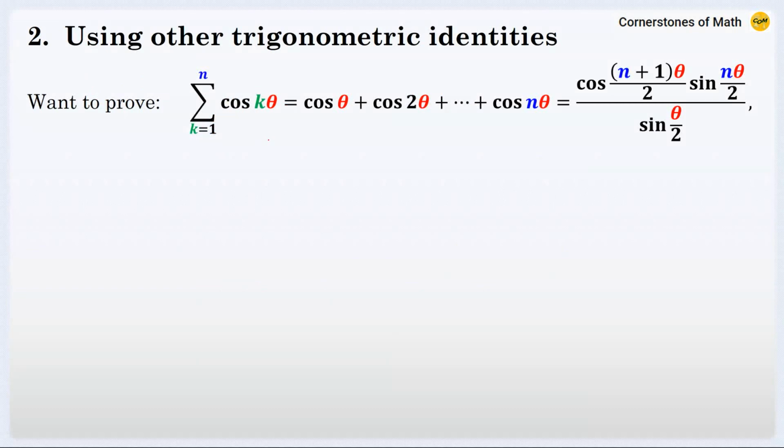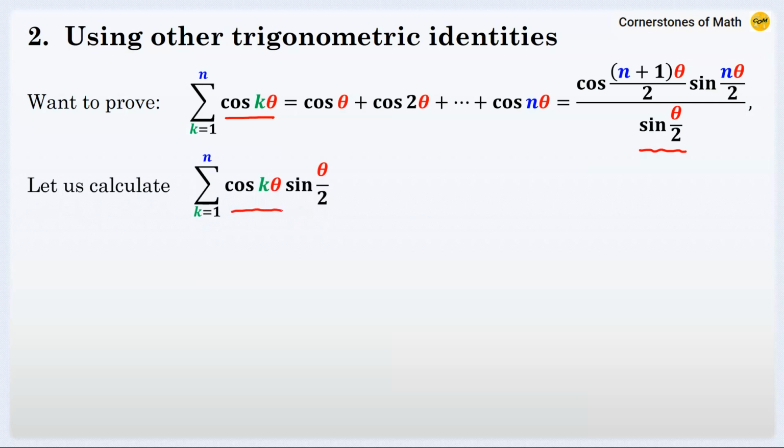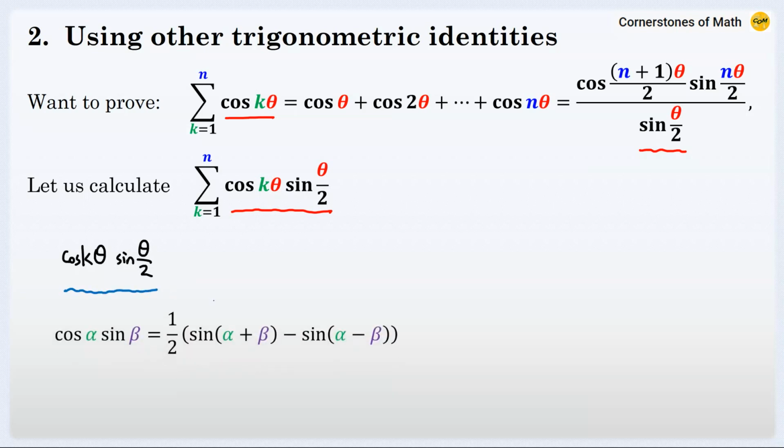Now for the first identity, we have this sine theta over 2 in the denominator of the result. Therefore, instead of adding up cosine k theta, we try to add up cosine k theta times sine theta over 2. Here we have a product of cosine and sine, so we apply this product to sum formula.